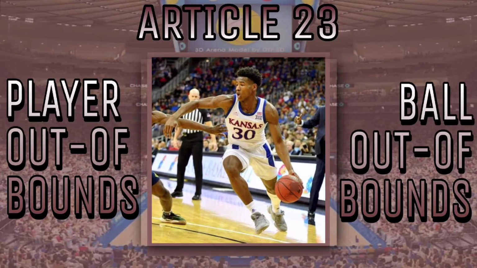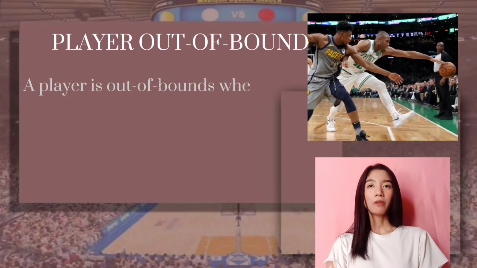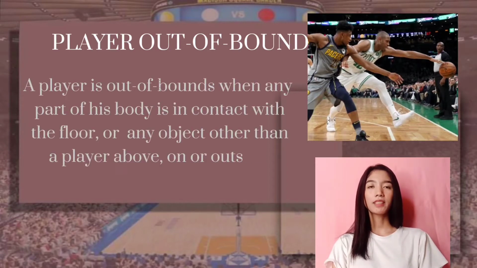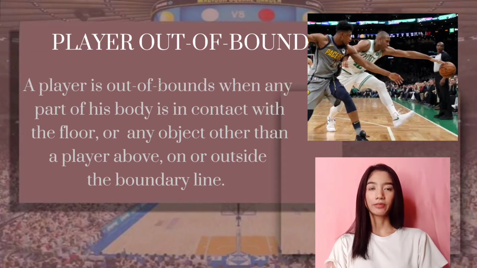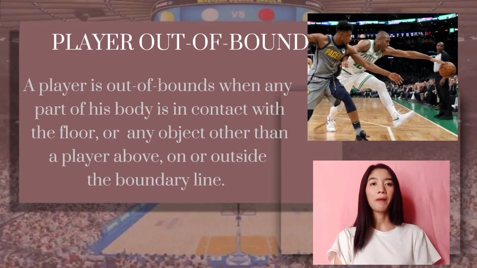Article 23. Player out of bounds and ball out of bounds. Player out of bounds. A player is out of bounds when any part of his body is in contact with the floor or any object other than the player above, on or outside the boundary line. This is when the player's body parts tend to go outside of the boundary line.